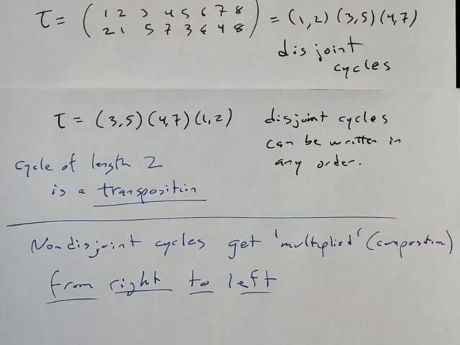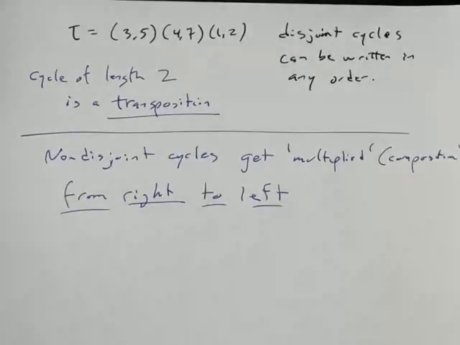And if I'm doing multiplication as if it were composition here with cycles, I've got to work right to left, not left to right, because I do the inside function, the right function, before I do the left function. What does that mean?